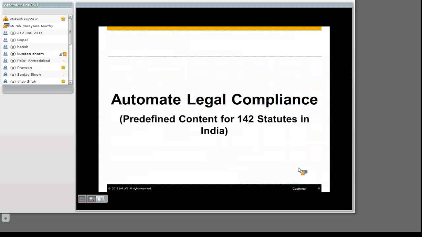When we talk about statutes, it typically means the Companies Act, the SEBI, if you're listed, the direct and indirect taxes, so income tax, service tax, VAT, excise, PF, customs, the Factories Act if need be, and a whole lot of these statutes, where we predefine the various compliances that you typically need to perform as a part of your legal compliance process, and we can automate the whole thing using process controls.